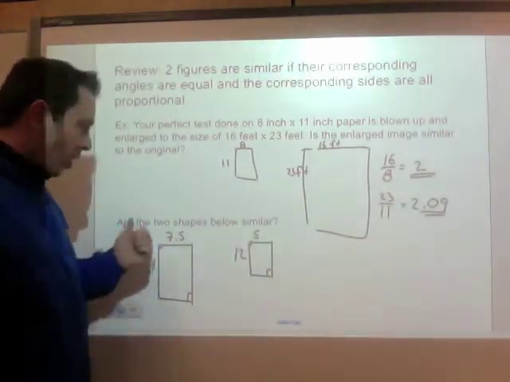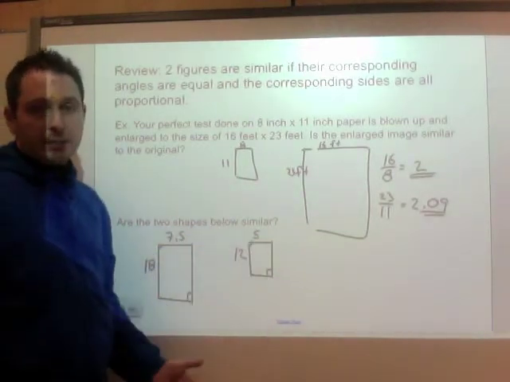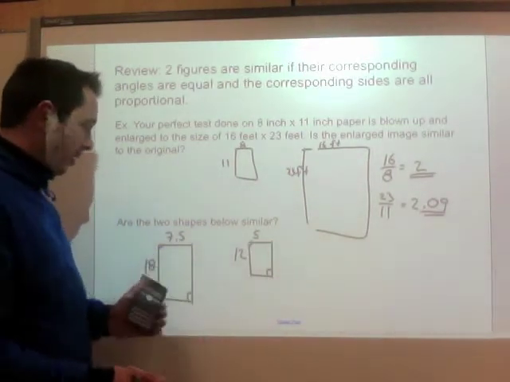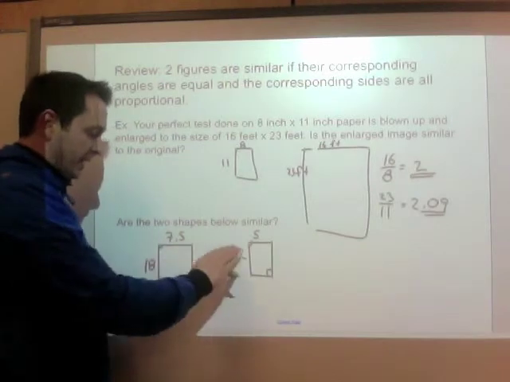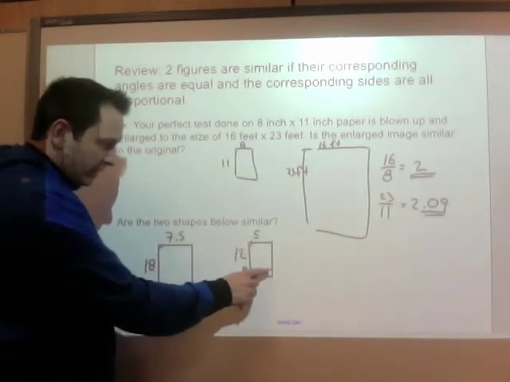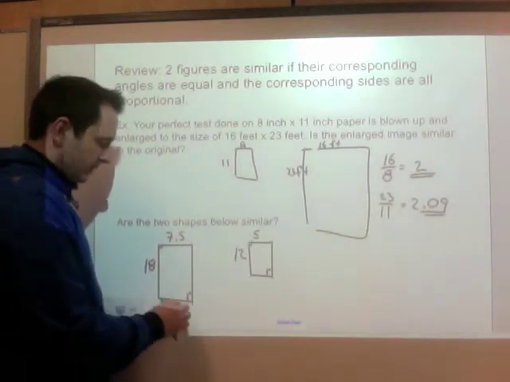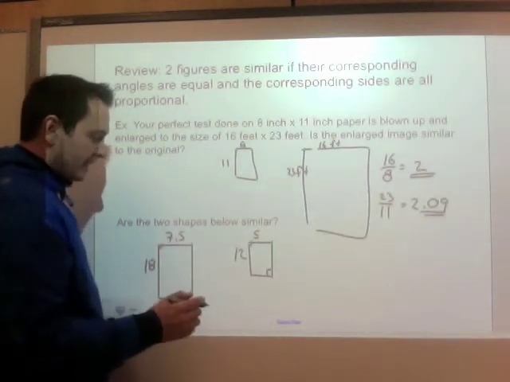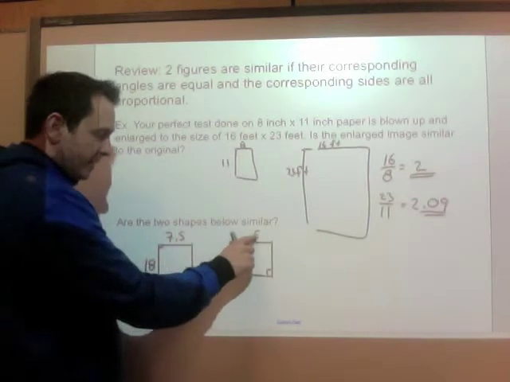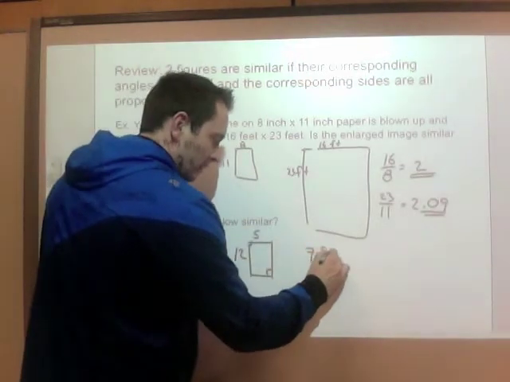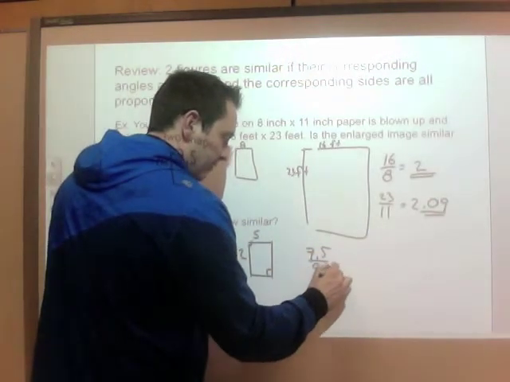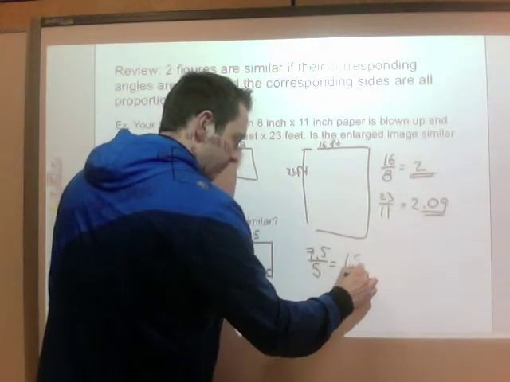Now the next one: are these two shapes here similar? Same thing, we need to compare all the sides. Top to top, side to side, and because these are 90 degrees, we know that if this side's 18, this side's 18. Top 7.5, bottom 7.5. So let's see their proportions. 7.5 and 5. 7.5 divided by 5 is 1.5.